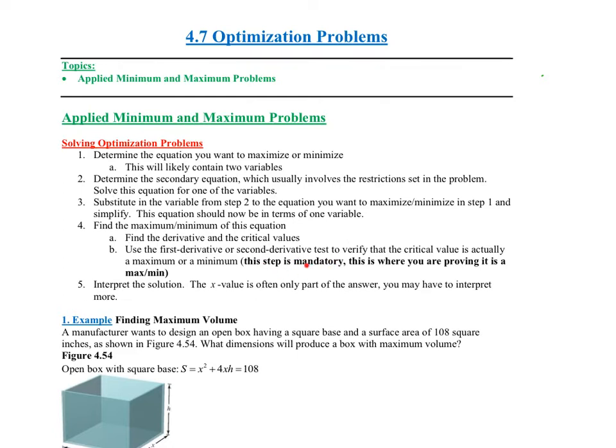This step is mandatory. This is where you are proving it is a maximum or minimum. And then the last thing you do is interpret the solution. Sometimes they want the length, sometimes they want the width, sometimes they want the area. So just make sure you go back and reread it and determine which exactly, in this situation, did they want. Okay, so let's look at an example.